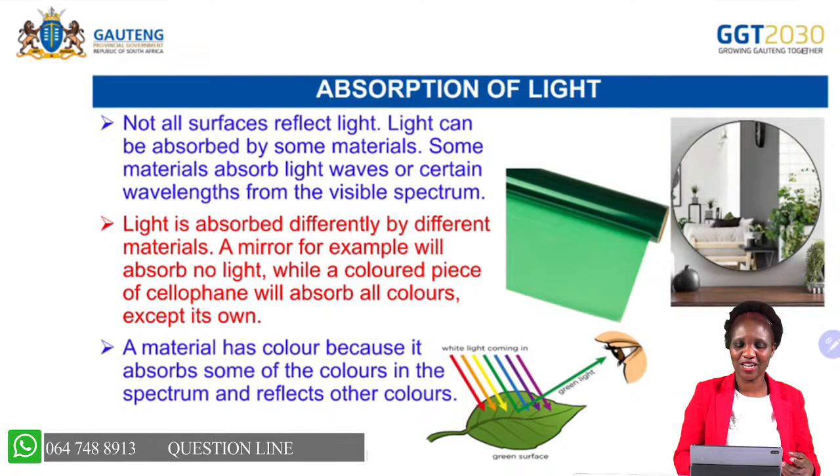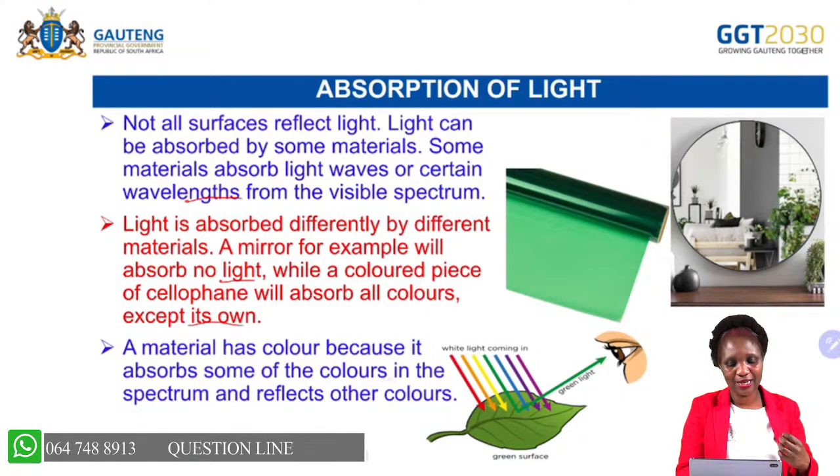Not all surfaces reflect light. Light can be absorbed by some materials. Some materials absorb light waves of certain wavelengths from the visible spectrum. Light is also absorbed differently by different materials. A mirror, for example, will absorb no light. The mirror won't absorb light, while a colored piece of cellophane will absorb all the colors except its own. And then a material has color because it absorbs some of the colors in the spectrum and reflects the other colors.